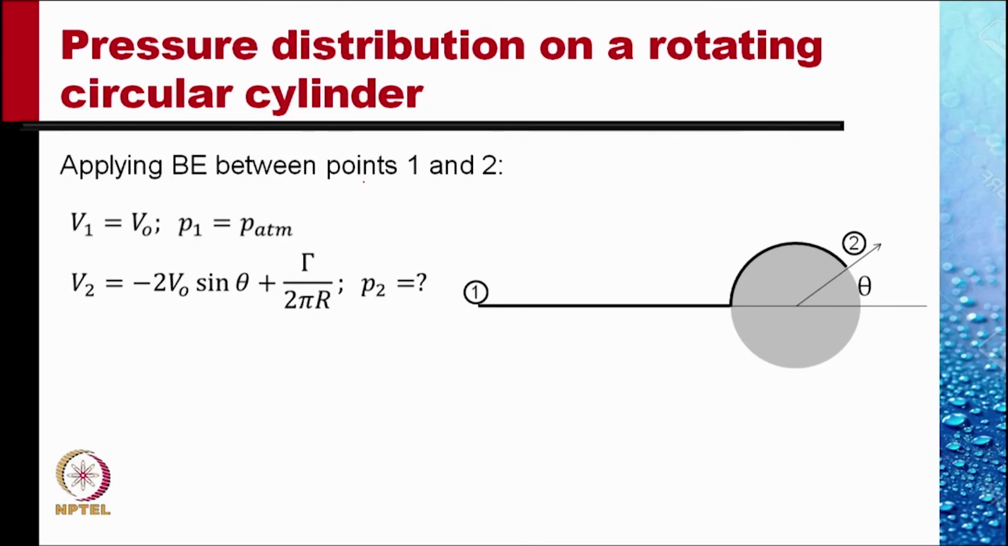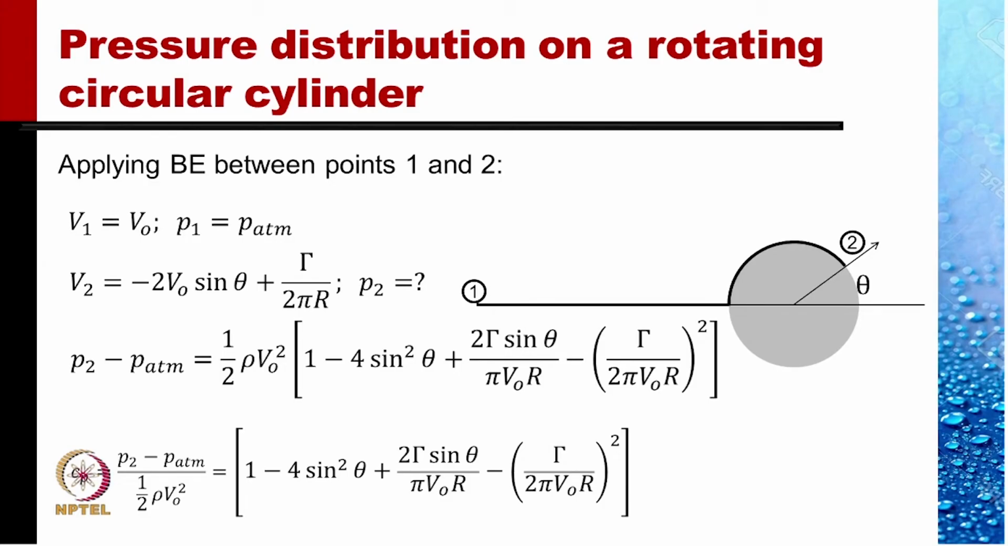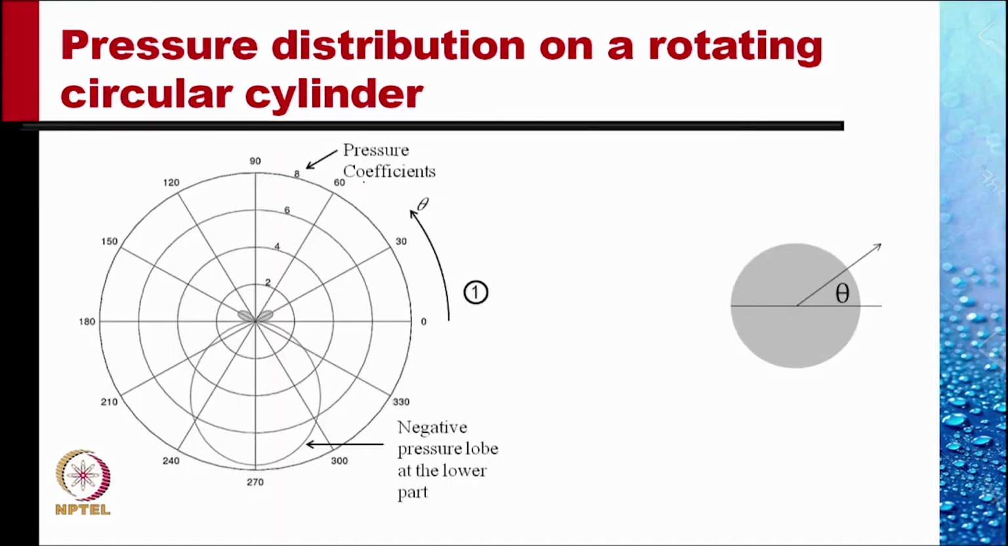The pressure is again obtained by applying the Bernoulli equation between point 1 and point 2 on the same streamline. And as before, we can obtain the pressure coefficient as P2 minus P atmospheric divided by 1/2 rho V naught square, and that comes out to 1 minus 4 sine square theta plus twice gamma sine theta divided by pi V naught r minus gamma divided by twice pi V naught r, whole square. This pressure coefficient is plotted in this polar diagram.